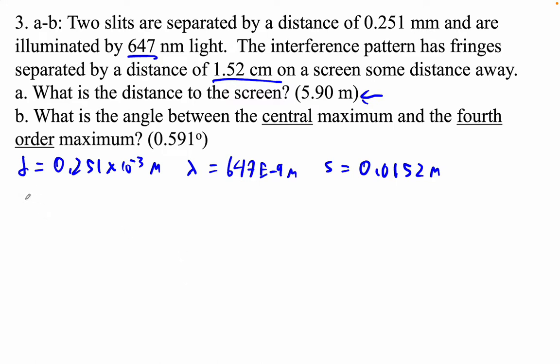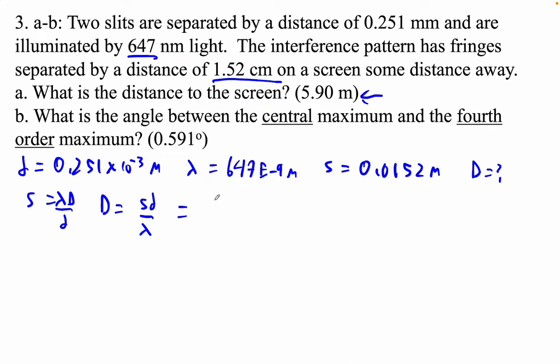So let's see. The formula in the data packet is s is lambda D over d. And we want to solve it for big D, the distance to the screen, right? That's what they're asking for. So D is going to be s d over lambda. Is that right? Did I clear the fraction correctly?